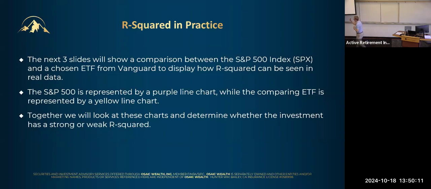And something to also keep in mind, R squared helps you determine how valuable beta can be. The higher the R squared is, the more useful beta will be, because the more similar those assets perform in terms of their variance, so we can more reliably use beta to judge the amount of risk that that investment has.